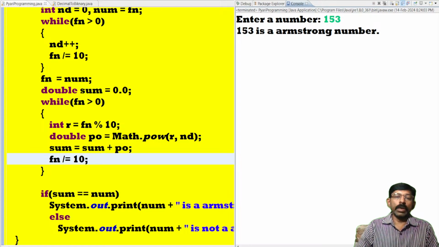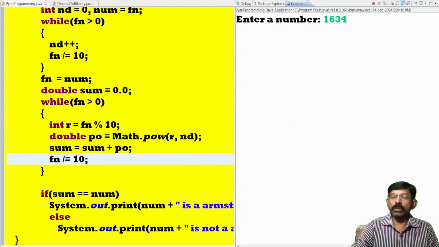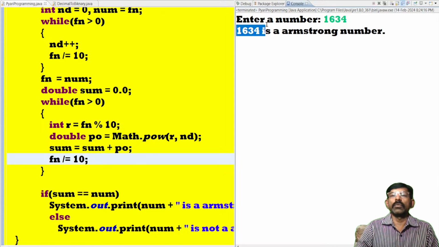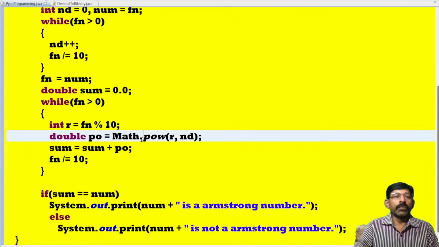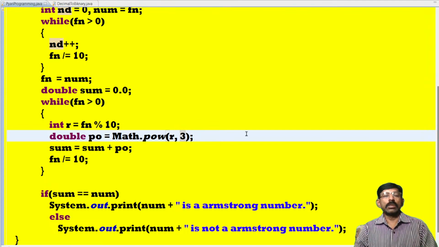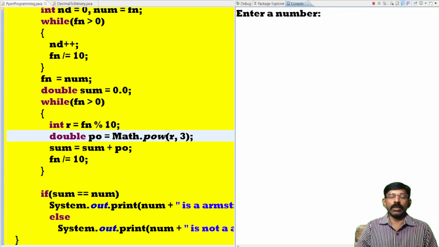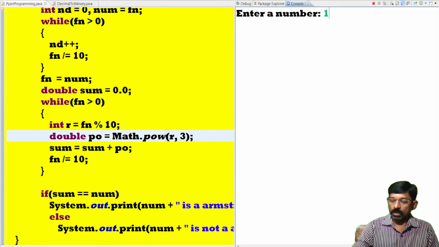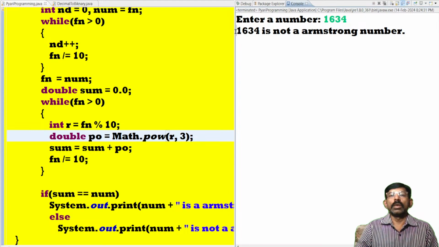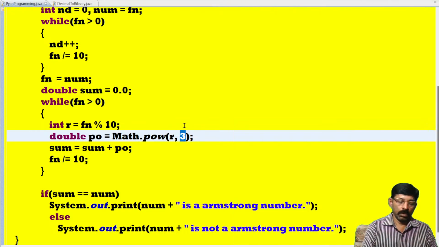And we can apply a 4-digit number, that is 1634. 1634 is an Armstrong number. But if instead of the number of digits, I always say 3, and I execute 1634, it will display 1634 is not an Armstrong number, because your number of digits is 4. You will calculate with 3, it will not work. Number of digits.